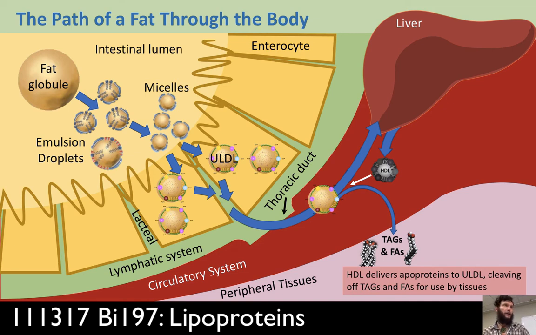So the HDL delivers these proteins to the chylomicrons, the ULDLs, and in so doing, one of the things that happens is that the chylomicrons begin to spin off triglycerides and fatty acids. And as it spins off these triglycerides and fatty acids into the blood, they are getting taken up by the peripheral tissues.